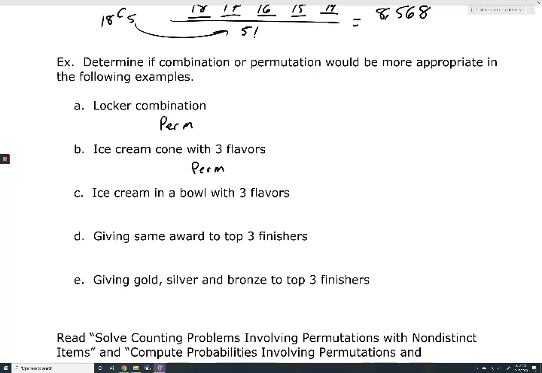Whereas ice cream in a bowl is a combination because you can eat any of those 3 flavors because they're spread out. They're not sitting on top of each other. You can get access to any of the 3 flavors. If you're giving the same award to all 3 people that finish, that's a combination. If you're giving a different prize to the 3 finishers, that is a permutation.